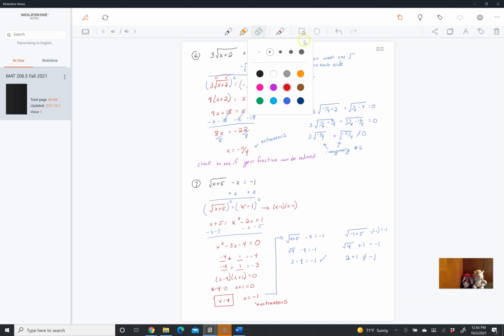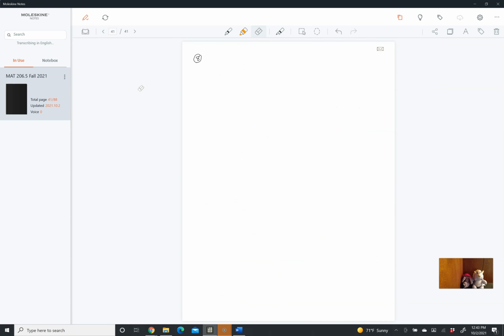Okay, let's quickly do 2 more, and then we'll stop. 2 more just like this, okay? So square root of 2x plus 7 minus x is equal to 4. Add x to both sides. That's going to give us square root of 2x plus 7 is equal to x plus 4.